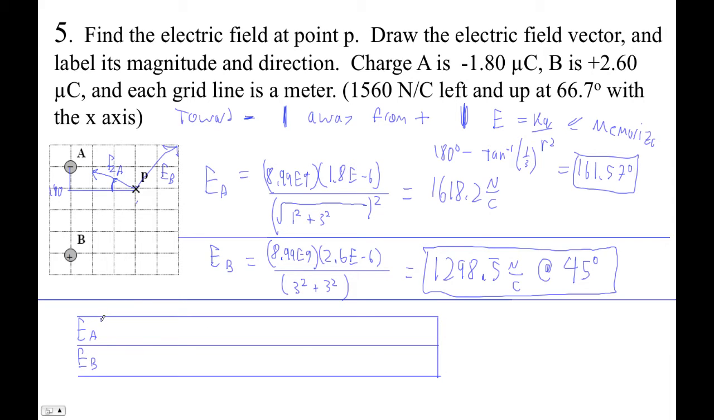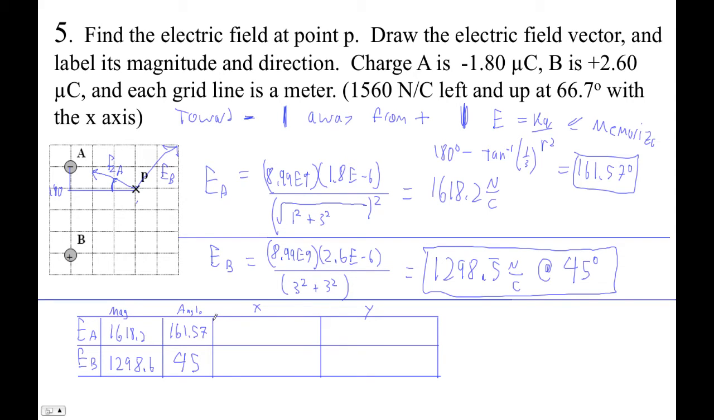Oh, it's so nice to be able to draw straight lines. All right. Okay, so let's see our magnitude, our angle, x component, our y component. All right, here we go. Okay, so the magnitude A is 1618.2. Its angle is 161.57. Okay, this guy is 1298.6. Its angle is 45 degrees.